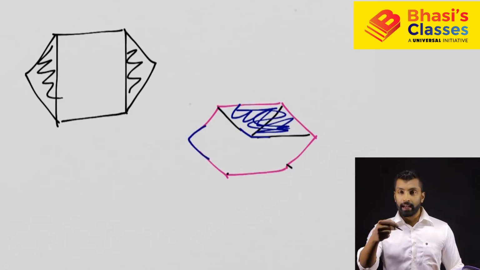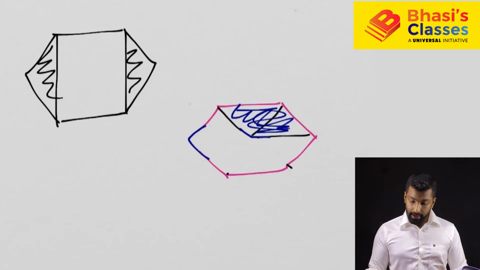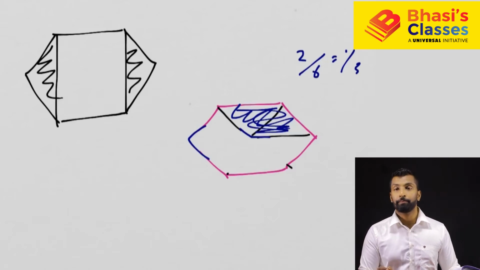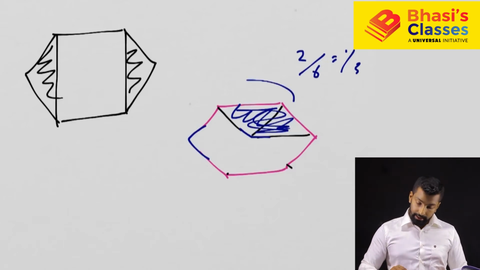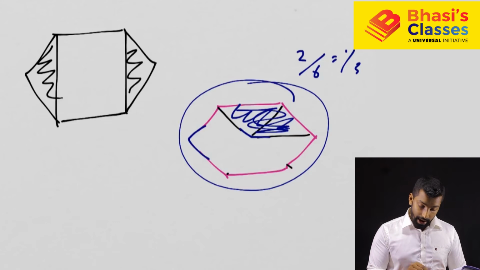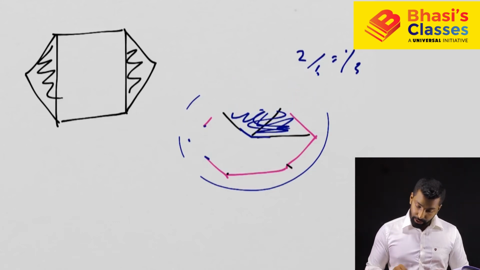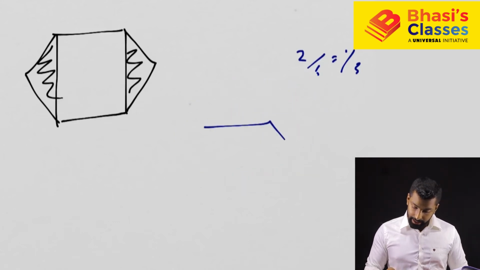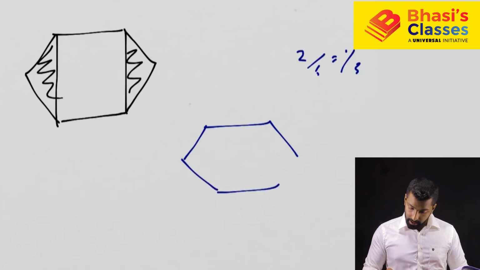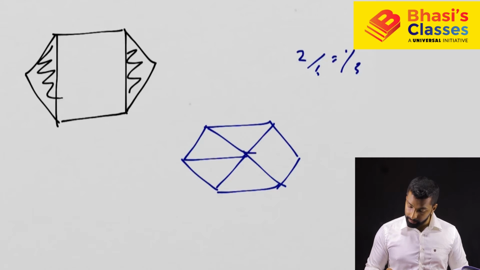Then I can ask you the ratio. Then what is your answer? Out of 6 triangles, 2 are shaded, right? 2 are shaded, so 2 by 6, that means 1 by 3 is the answer. In this case, 1 by 3 is the answer. Now why is it 1 by 3? You have 6 triangles in a hexagon, like this.